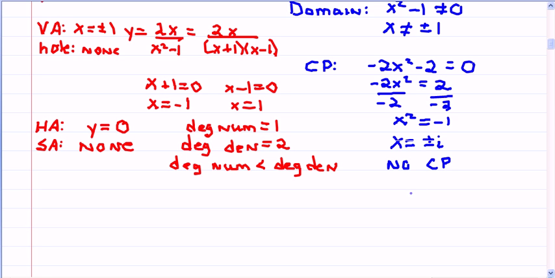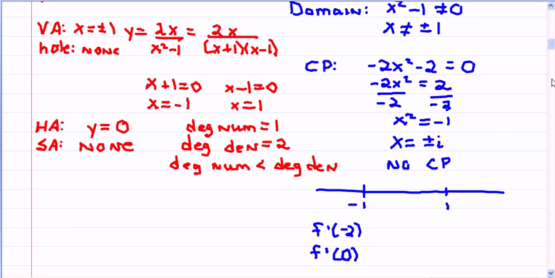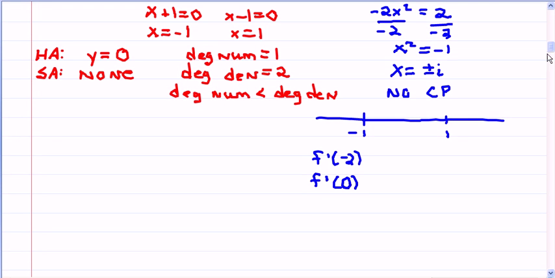If there are no critical points, I still want to make a number line with the points that are not in the domain, which are negative 1 and 1, and I want to pick points within each of the 3 intervals and substitute them into the first derivative to determine if the function is increasing or decreasing in between the vertical asymptotes. So I will take f prime of negative 2, and then f prime of 0, and f prime of 2.